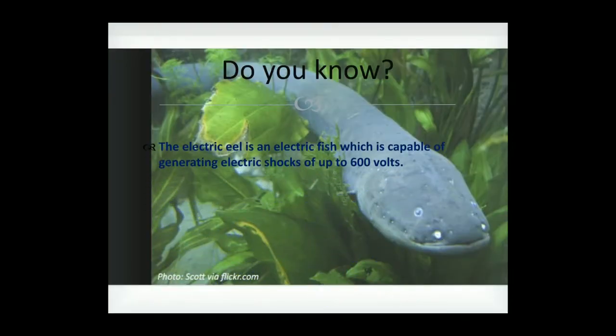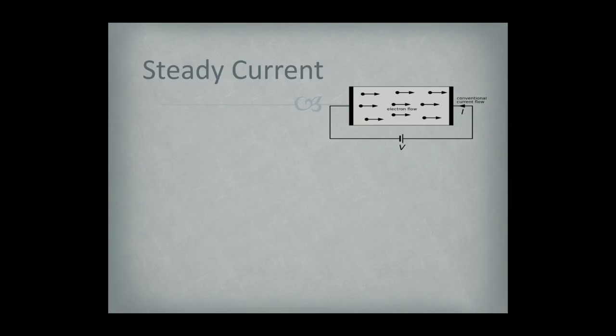This is for your information. We have this eel. The electric eel is an electric fish which is capable of generating electric shocks of up to 600 volts. It uses electric shocks for hunting and self-defense.